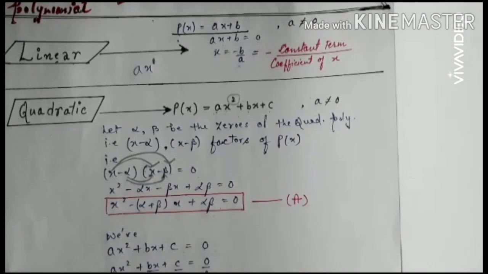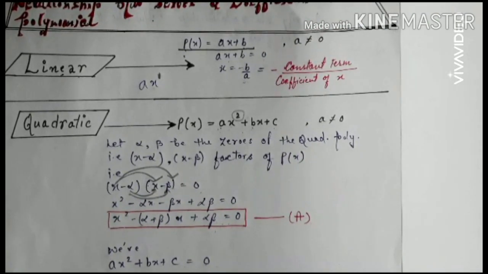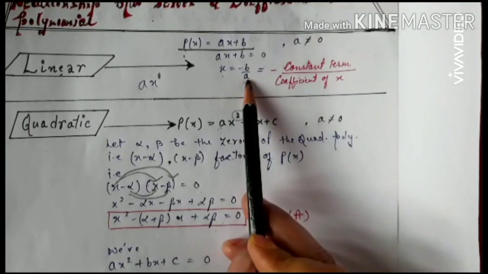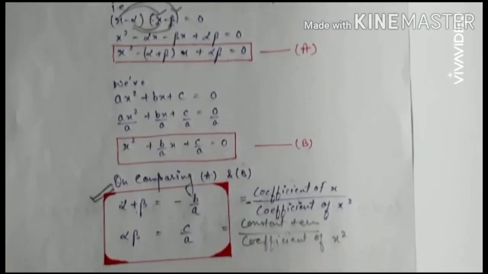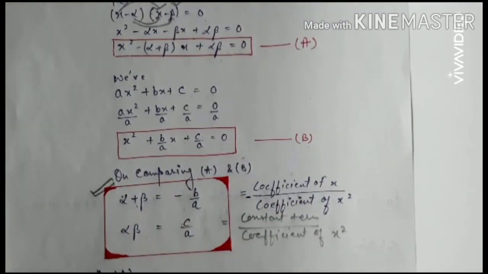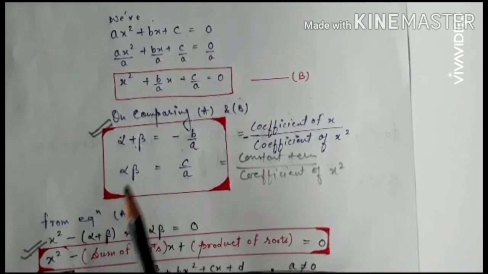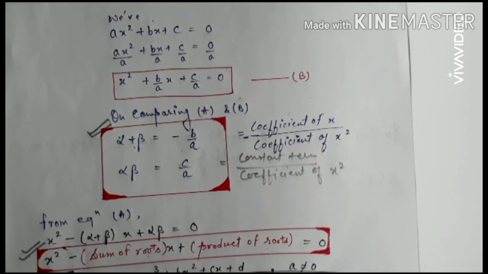So here we have studied relations between zeros and the coefficients of a polynomial. For the linear equation, x will be minus b upon a, that is, the constant term upon the coefficient of x. And for the quadratic equation, we get two main results: first, the sum of roots and product of roots, and one more result, with the help of which we can find the quadratic polynomial if the roots are given.